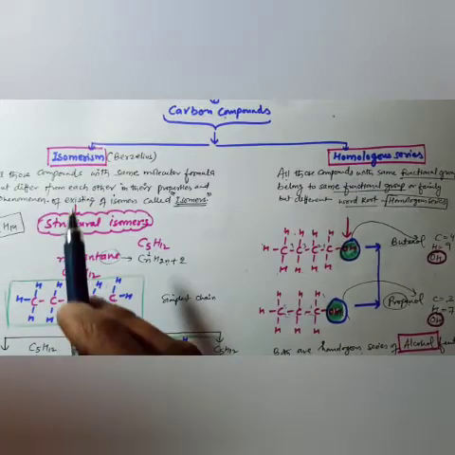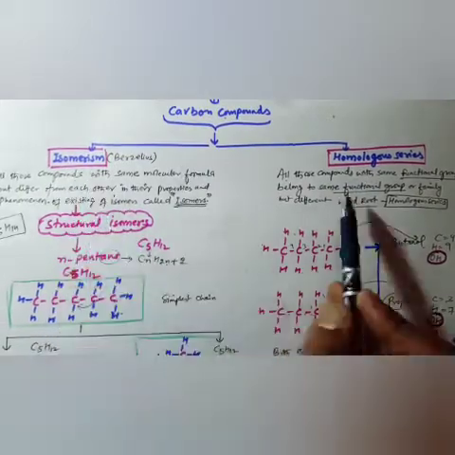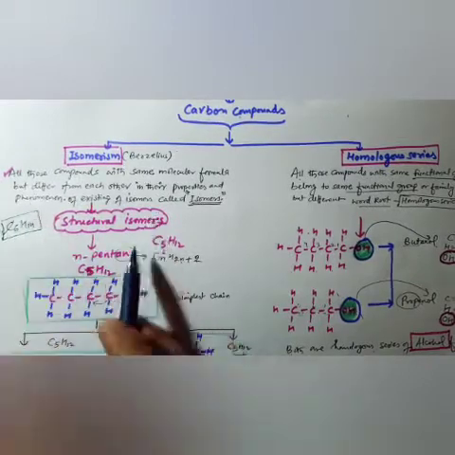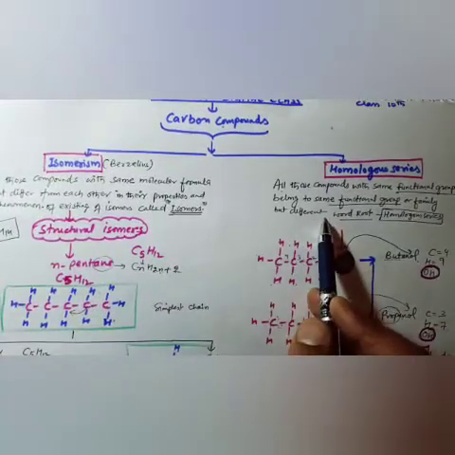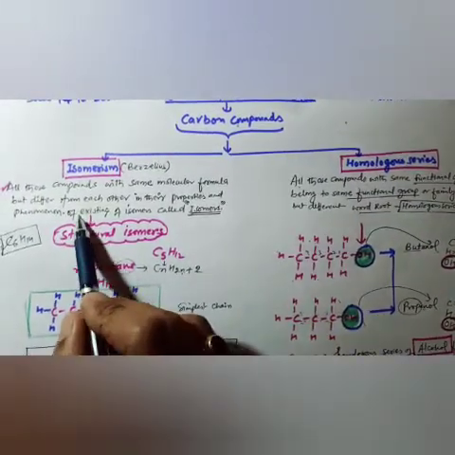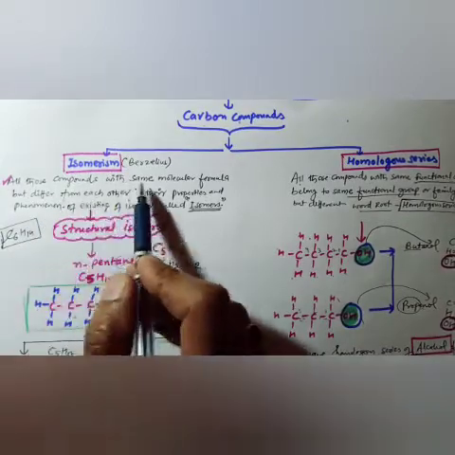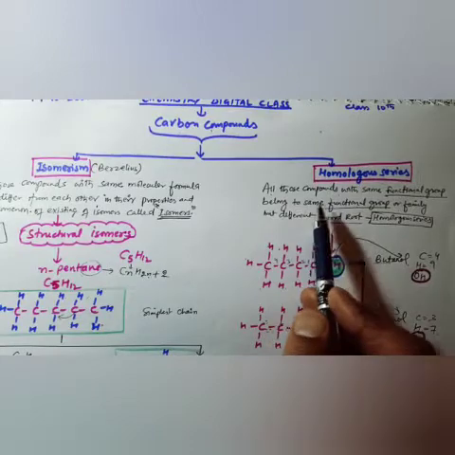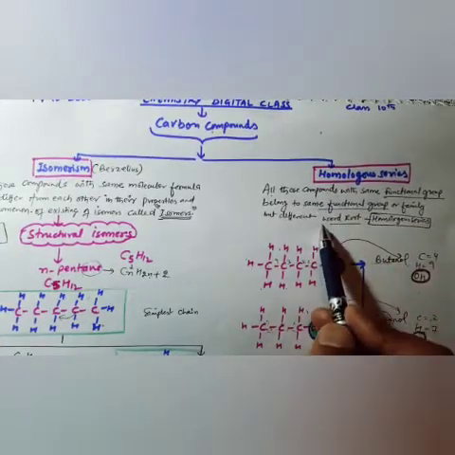Then in the last video I told you about isomerism and homologous series. Isomerism is also one of the basic characteristics of carbon, and homologous series is also. In isomerism there is the same molecular formula but different structures, whereas in a homologous series there is the same functional group but a different number of carbon atoms.